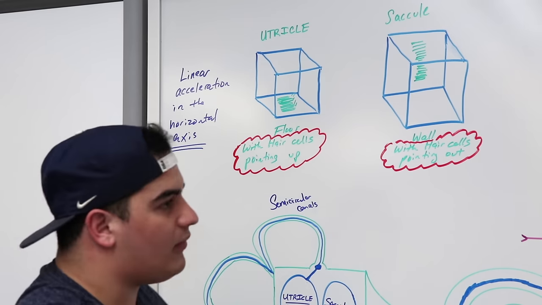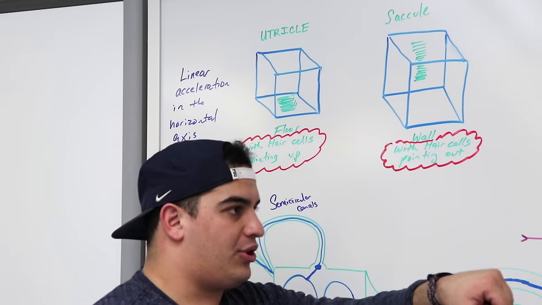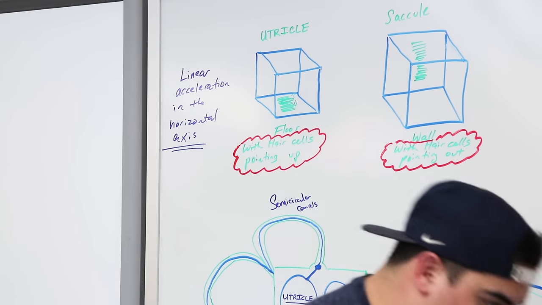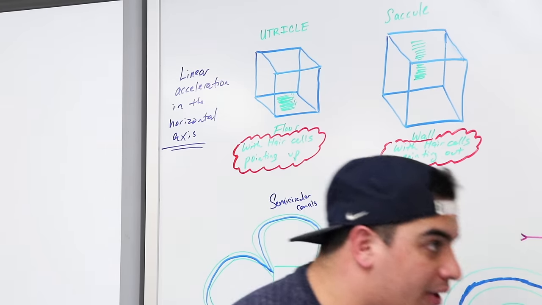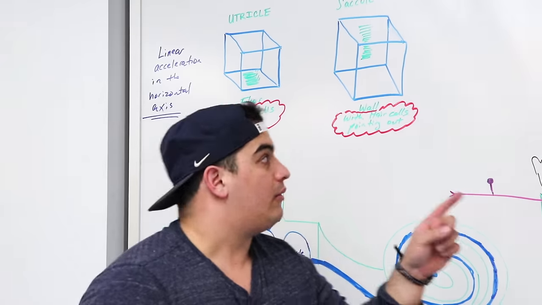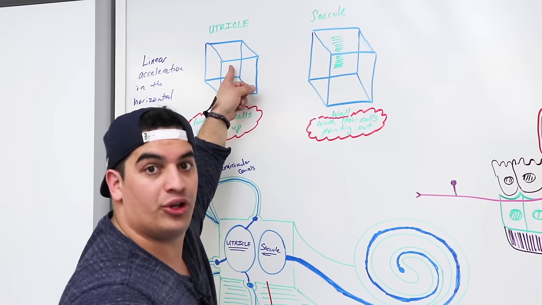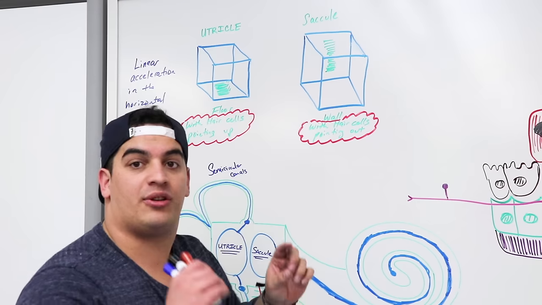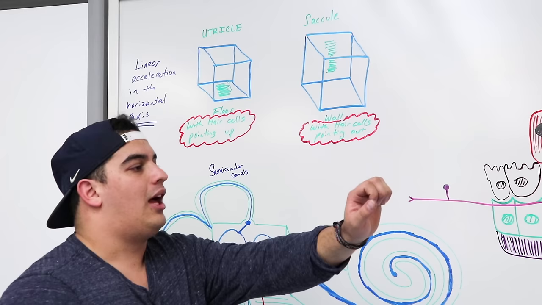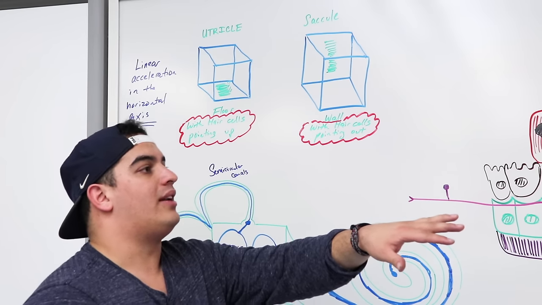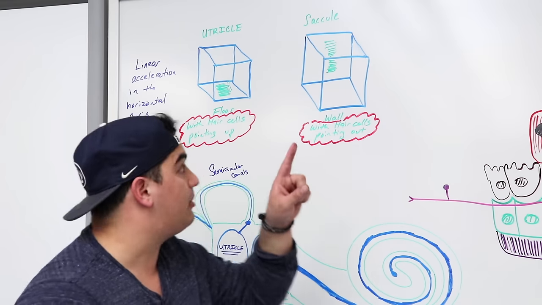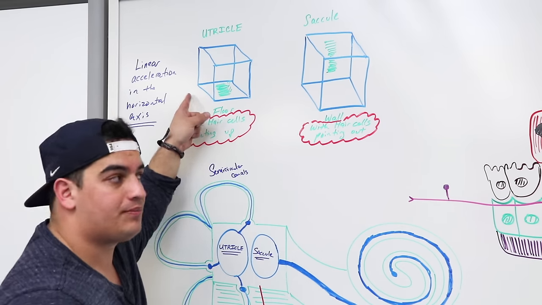So I'm in a car, and I'm driving the car, and then all of a sudden I stop. What happens to the movement of my head? It moves forward. That linear acceleration in that horizontal, or X plane, is going to be responded to by the utricle. I'm accelerating, all of a sudden I stop the car, I decelerate, boom, my head moves forward. That's going to activate the macula specifically within the utricle.